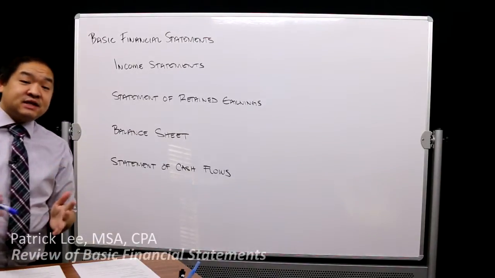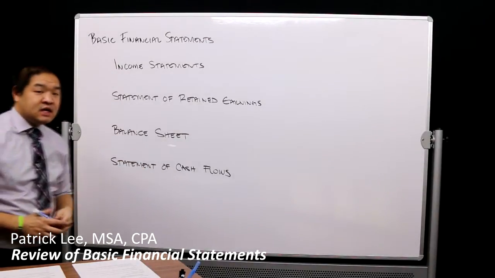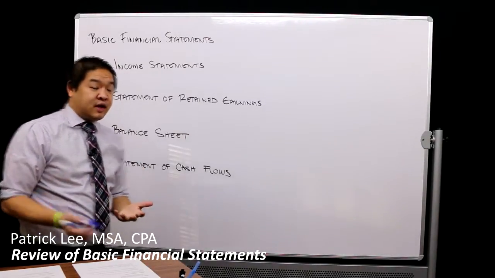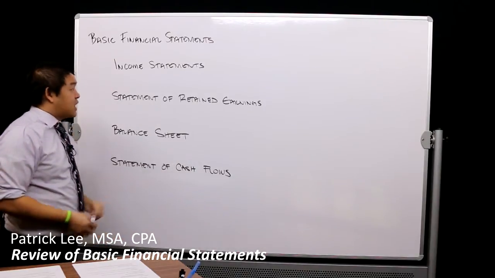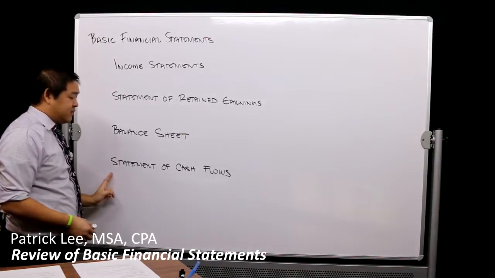All right, in this lesson, we're going to talk a little bit about financial statements and basic financial statements that you would cover in financial accounting. We've got 4 of them that we're going to talk about. We've got income statements, statement of retained earnings, balance sheets, and statement of cash flows.